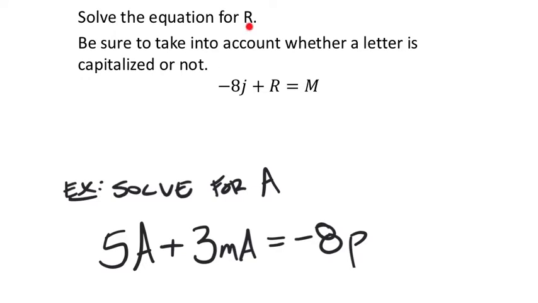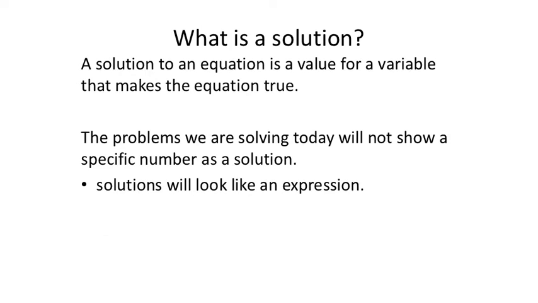But if it says something like this, solve for r, there's only one of those variables in here, that's good. We can solve those. So what is a solution? A solution is a value you can replace the variable with that will make the equation true. But now we're going to see that you can replace the variable with formulas or expressions, which are not just individual values. So that's the main difference today. The answers, and this may seem weird for now, are not going to be just individual numbers. It's going to look like an expression, okay? So expect that to happen.